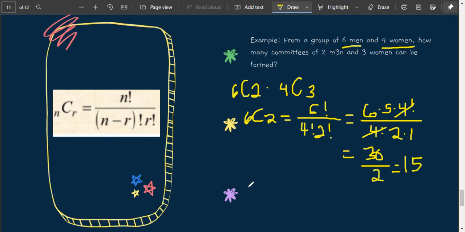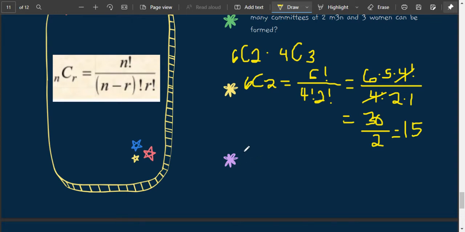Ngayon, doon naman tayo sa 4C3. Sa 4C3 class, ang n natin is yung 4 kasi mas malaki siya. So, yun yung ilalagay natin dito. 4 factorial divided by, ano? Diba? Pag susubtract mo to, 4 minus 3 is 1 factorial. Pag 1 factorial na class, wag nyo na ilagay. Okay? Or sige, ilagay natin kung nalilito kayo.